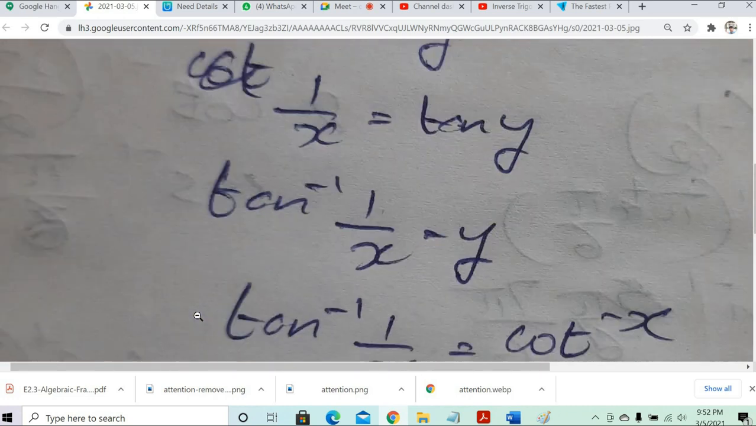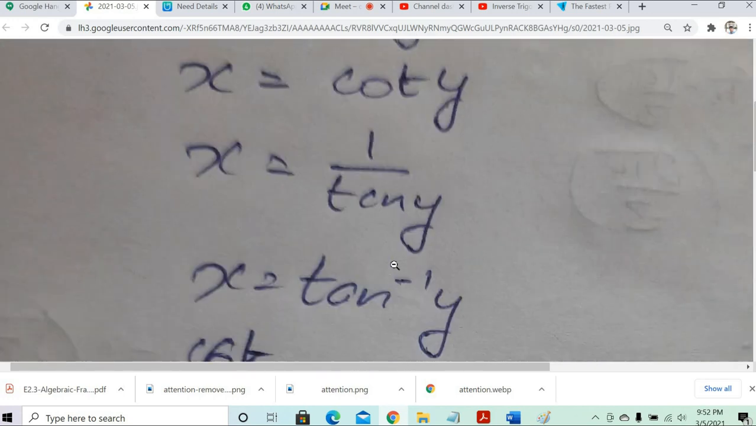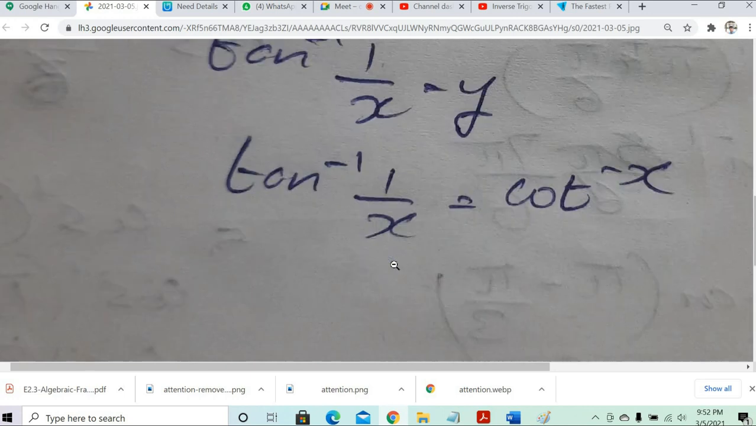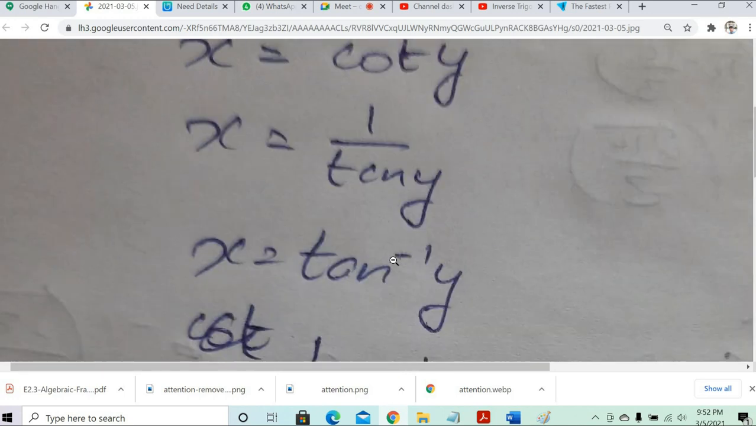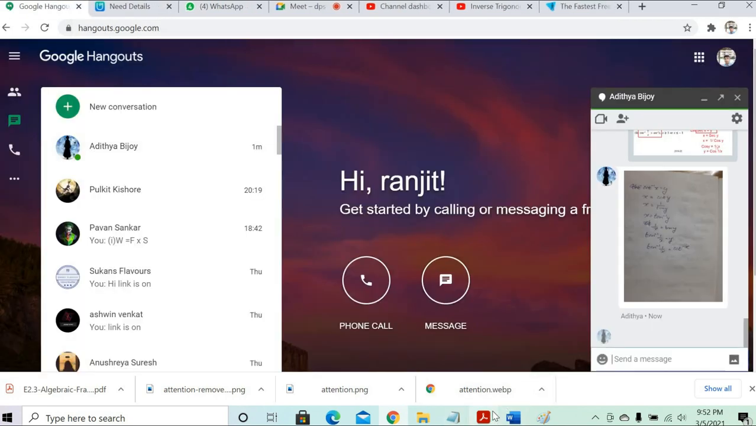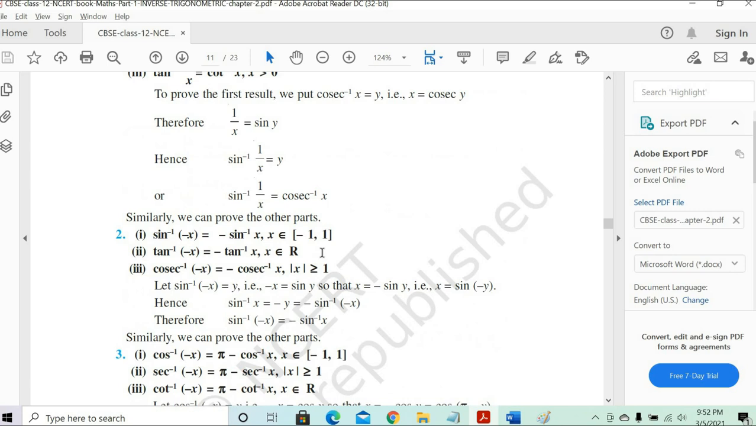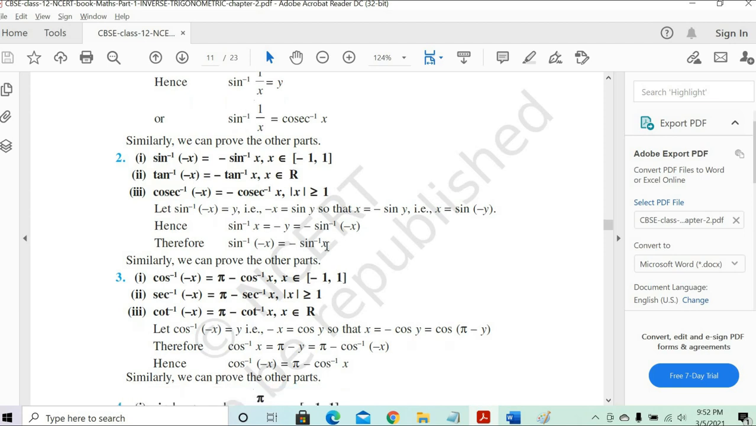x is equal to 1 by x, y is equal to tan inverse of 1 by x, yes, correct answer. Let's go to the next part now. Now the next part is sine inverse of minus x is equal to minus sine inverse x, where x belongs to the range minus 1 to 1.